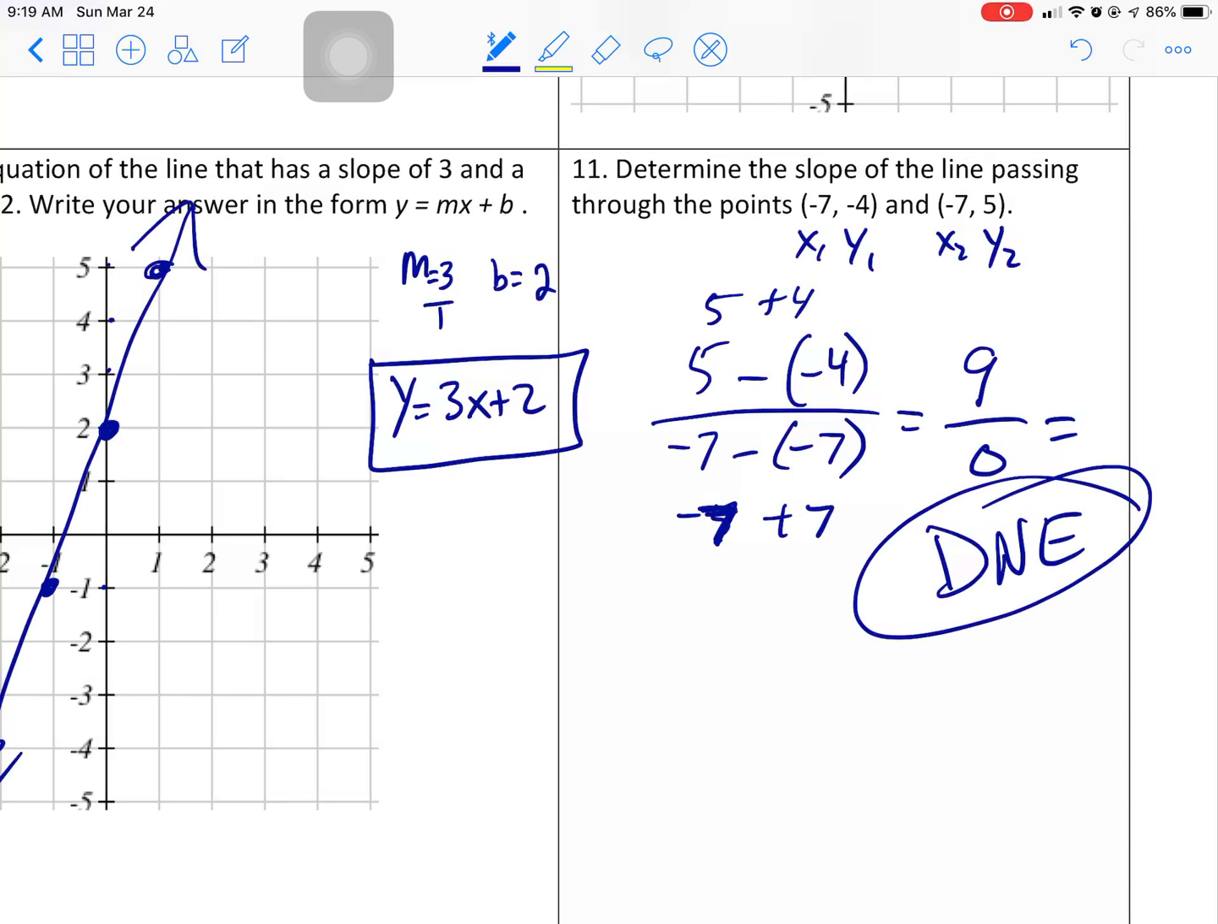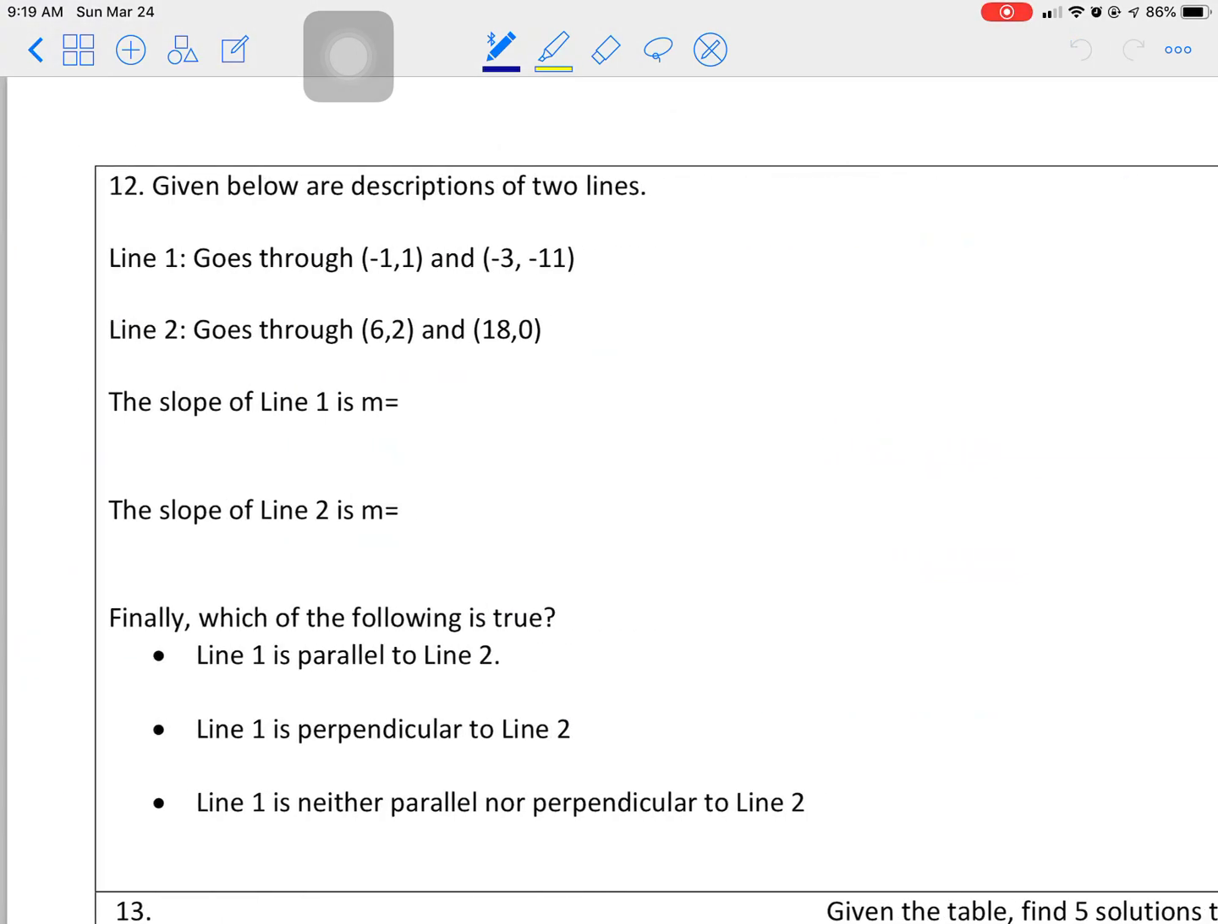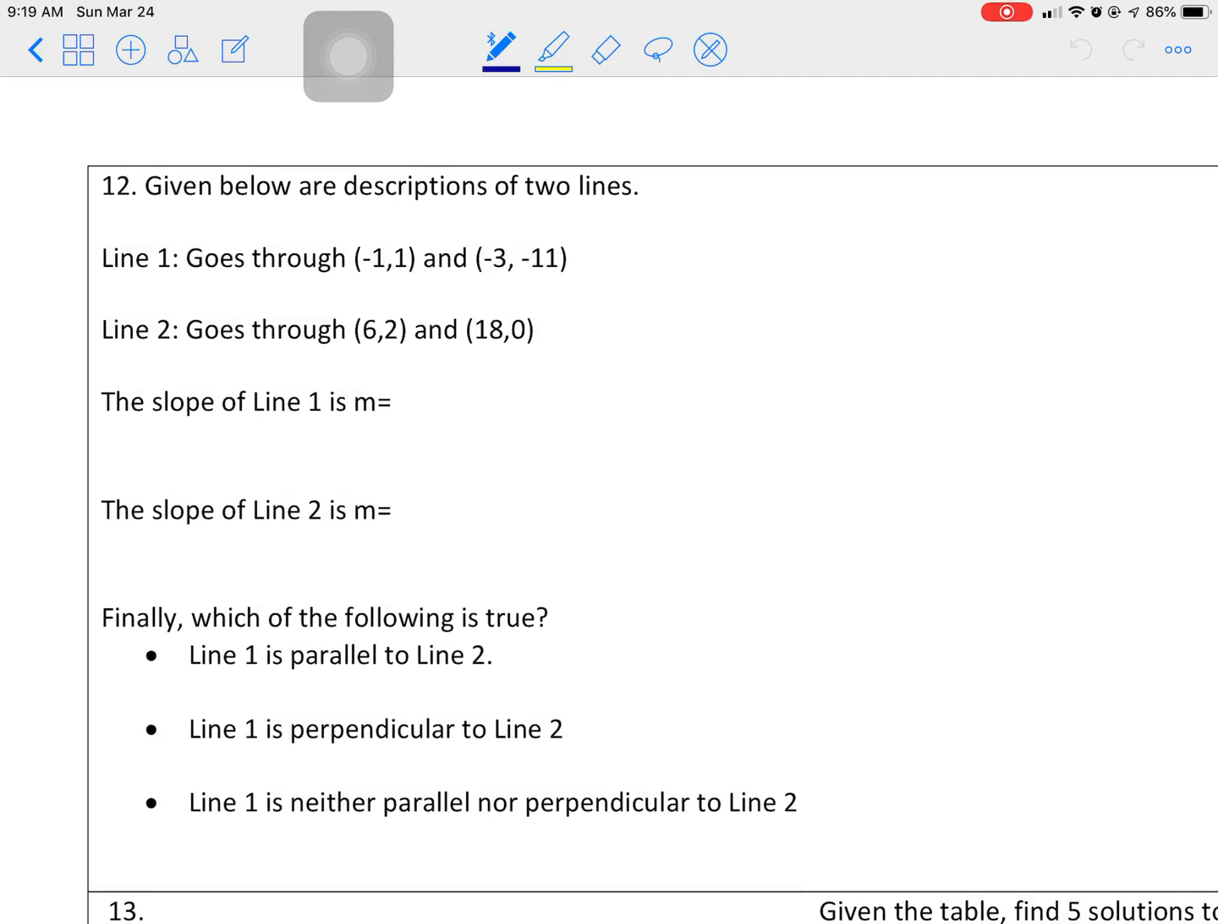If you get this as an answer and then write it as a 0, it's half off. So don't do that. How much more is this? Oh no, keep going. Okay, so 12.